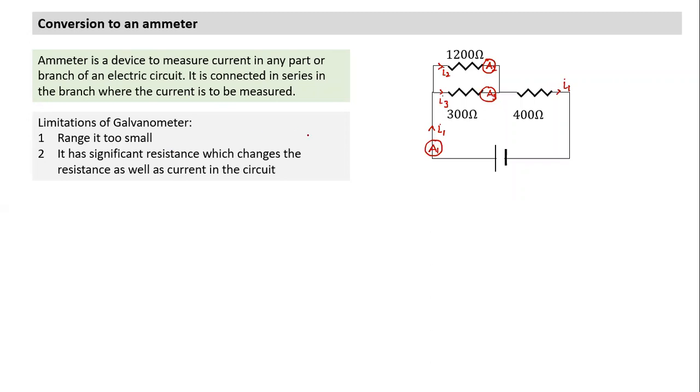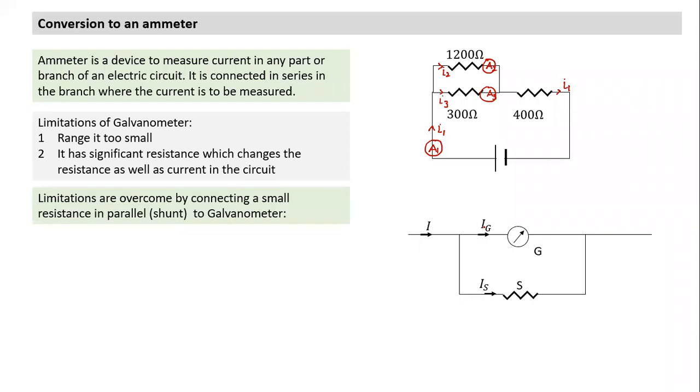So these are two problems we face. So we take some corrective measure, and the corrective measure is called conversion of a galvanometer into an ammeter. How do we connect it? Let's try and understand its significance. Suppose this is a current I want to measure. We'll try and understand in terms of an example. Limitations are overcome by connecting a small resistance in parallel. Whenever I want to reduce resistance, the way is to connect a small resistance in parallel. That parallel resistance is called a shunt.